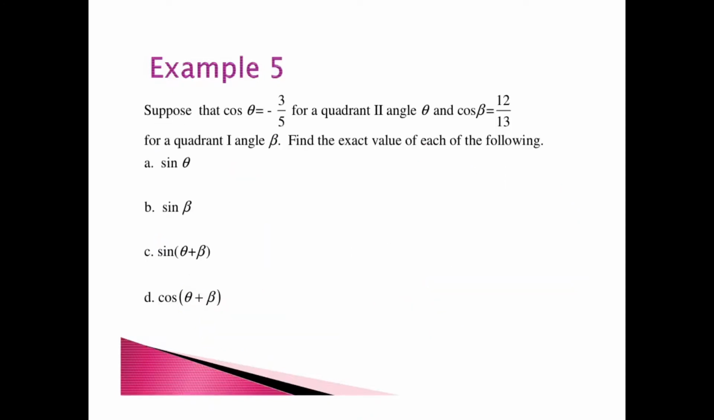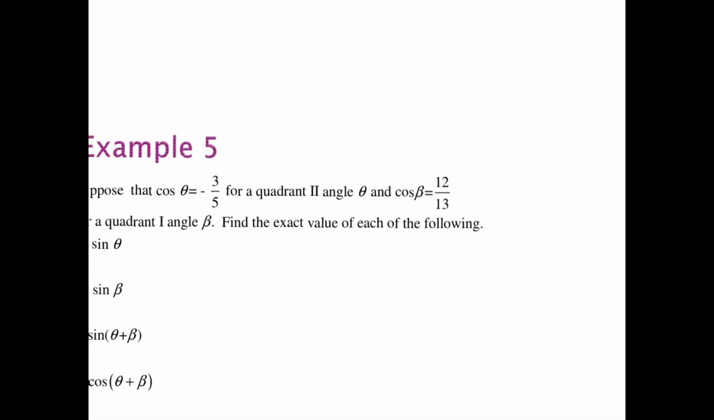All right, so example 5 switches gears. Now we're talking about triangles. So these values are not on my unit circle anymore. It says, suppose that cosine of theta is negative 3/5 for a quadrant 2 angle, and cosine of beta is 12/13 for a quadrant 1 angle. Find the exact value of each of the following. So we've got to set up a triangle, and actually there's two here. There's one for theta, and there's one for beta.